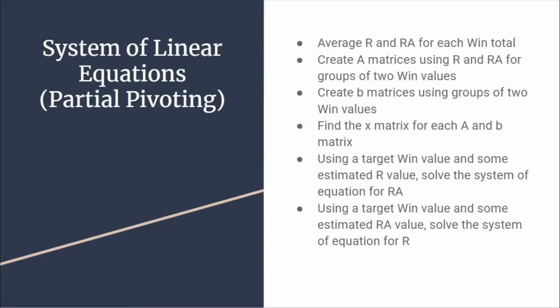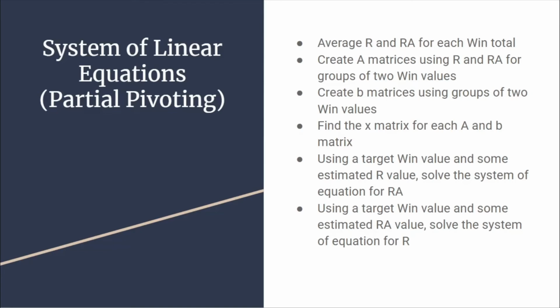Another method of analysis we looked at was using system of linear equations, specifically partial pivoting. The steps that we took here were to first average the runs and runs allowed for each win total. What this means is we had roughly 8 or 9 data points when teams won 91 games in a season, so we averaged all those teams' runs and runs allowed totals.